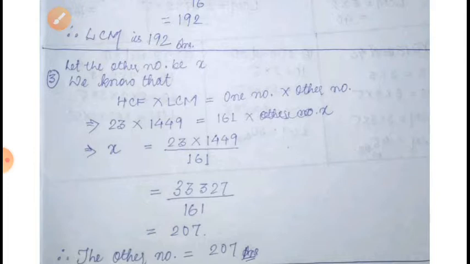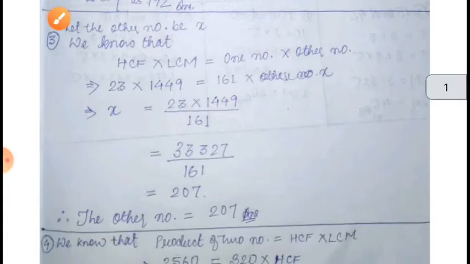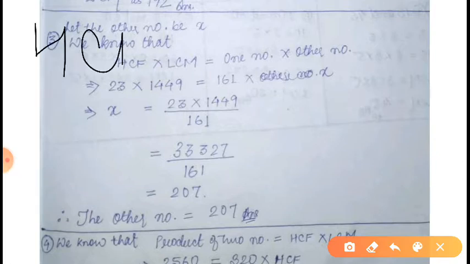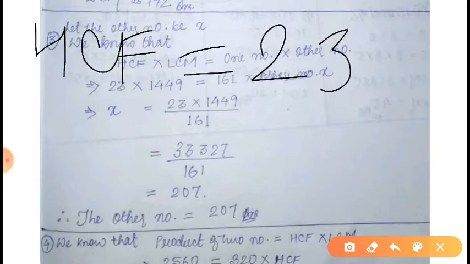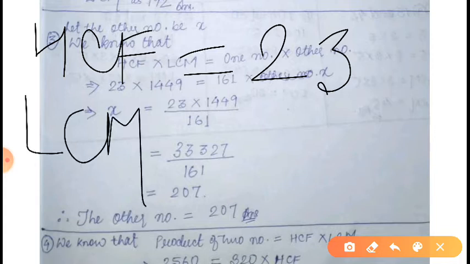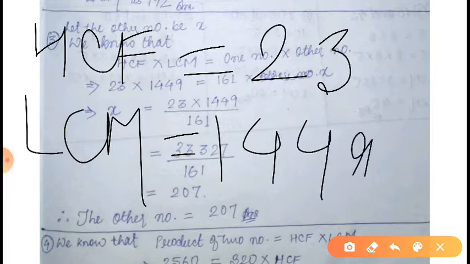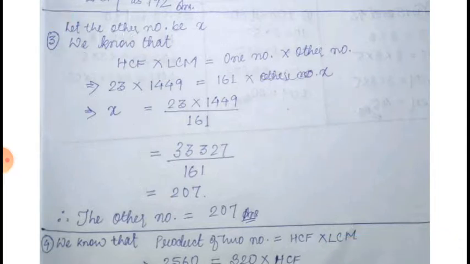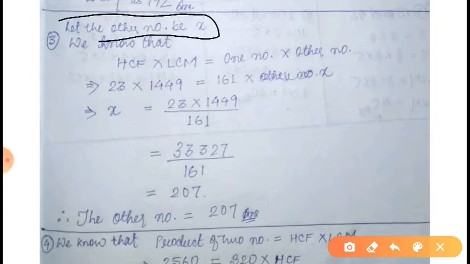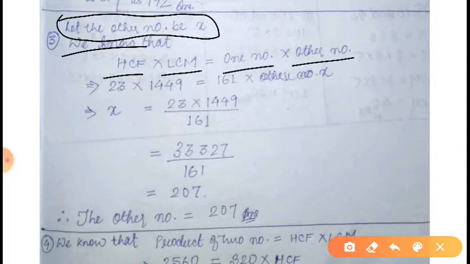In the other question they have told that the HCF of two numbers is 23 and their LCM is 1449. In this question number 3, they have given HCF, which is 23, and LCM, 1449. They are asking for the other number. It is the same as question number 1. Let the other number be X, and we know that HCF into LCM is one number into other number.